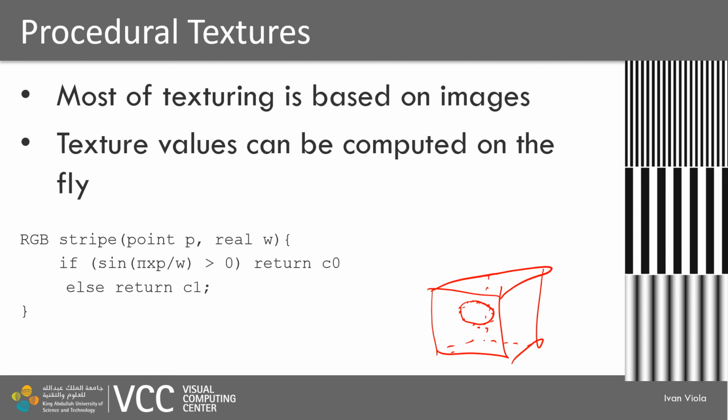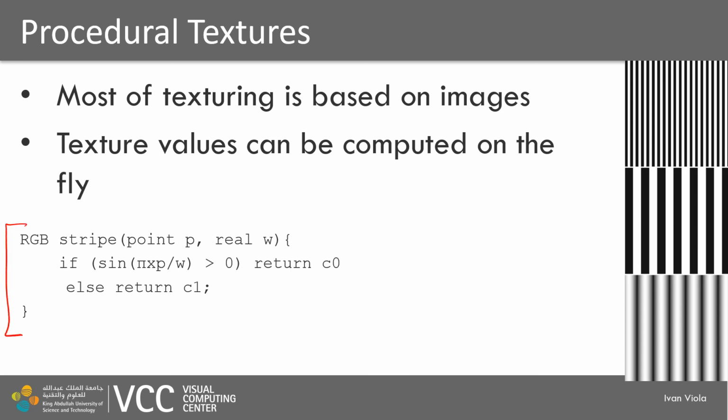Now, a completely different approach is to not store the individual texels, 2D or 3D, in an image, but to calculate them instead. So for example, here you have a small code which will be performing such a stripe texture based on the UV parametrization. We have a point in the 3D scene, and we would have some value W, which will be encoding the width of our stripe. And we will be taking the x coordinate of our point P, and that will be our parameter into a function, a procedure, which will generate the coloring.